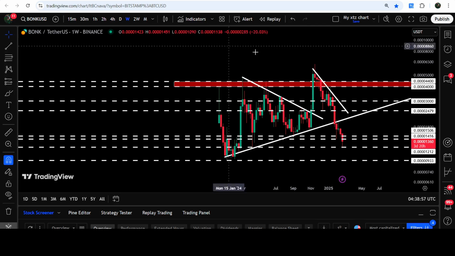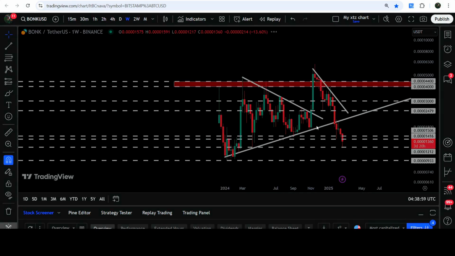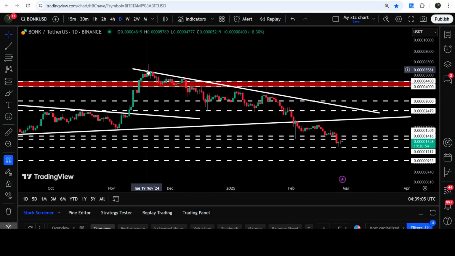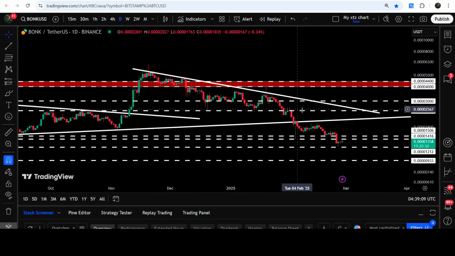Now, if we move to the live chart, first of all, let me show you the daily time frame. And this is the downtrend line resistance that the price of Bonk found here in the month of November, in the mid of November 2024. On this resistance, we got several rejections. And finally, after getting rejected, we also broke down this very long-term uptrend line support. That was a very, very long-term support.